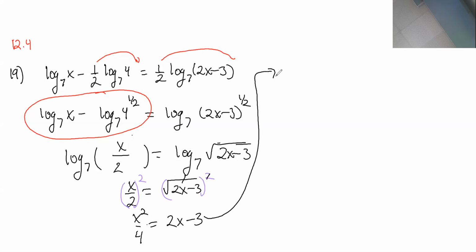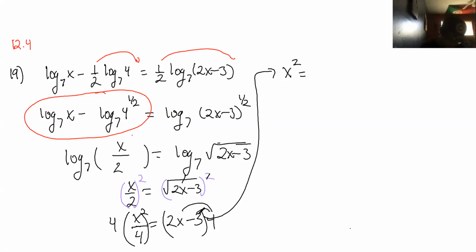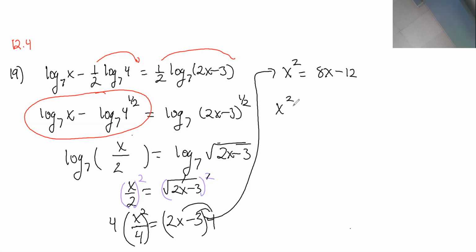Multiply both sides by 4. What does that give you? X squared equals 8x minus 12. And then you solve. X squared minus 8x plus 12 equals 0. Factor and solve.